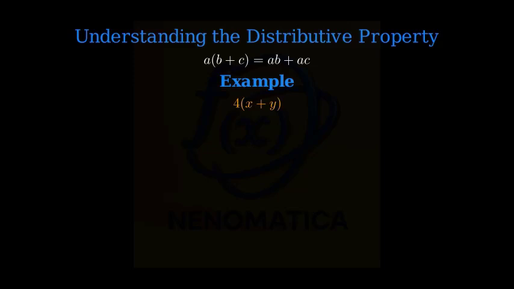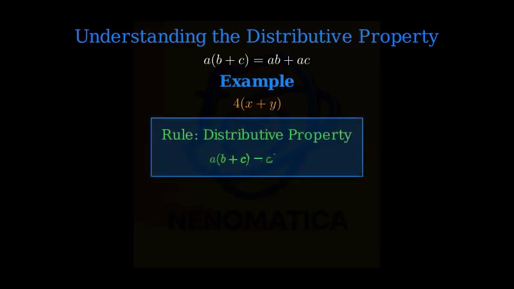We need to find the product of 4 and the sum of x plus y, and express it in the simplest form. To solve this, we'll use the distributive property, which states that when we multiply a term by a sum in parentheses, we distribute the multiplication to each term inside the parentheses. First, we identify the terms. 4 is our factor outside the parentheses, and x plus y is our expression inside the parentheses.